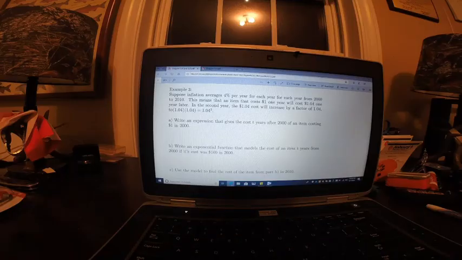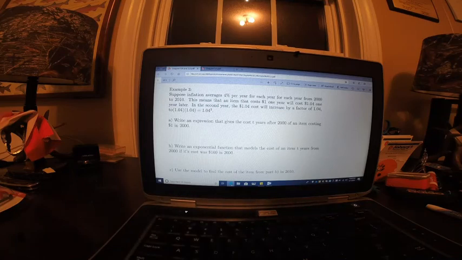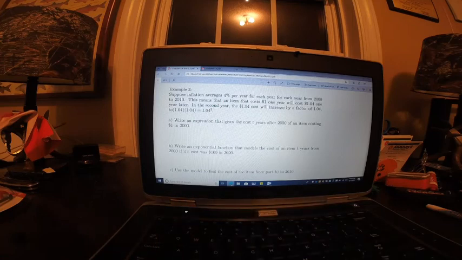Example 3 says suppose inflation averages 4% per year for each year from 2000 to 2010. This means that an item that costs $1 one year will be $1.04 the next year. In the second year, the $1.04 item will increase by a factor of 1.04 to 1.04 times 1.04, which equals 1.04 squared. Write an expression that gives the cost t years after 2000 of an item costing $1 in 2000. Okay, so let's do part A, then we'll come back and do part B and C.